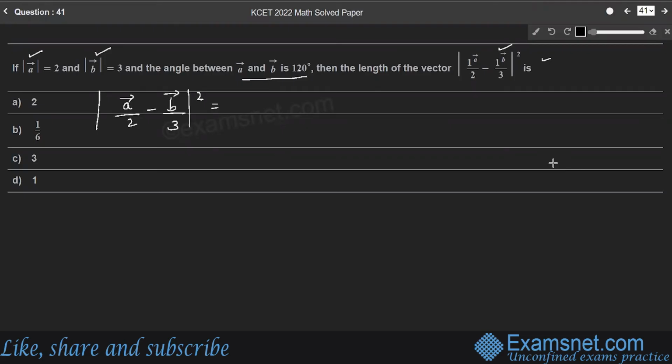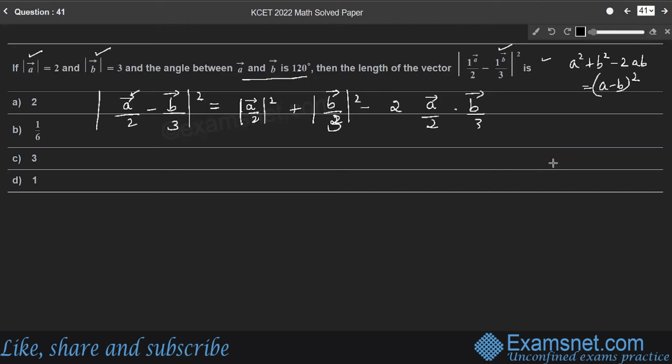Which is a square plus b square minus 2ab. 2ab is a minus b whole square, right? So by taking this identity, a square is mod of vector a by 2 whole square, plus mod of vector b by 3 whole square, minus 2 times the dot product of two vectors, vector a by 2 dot vector b by 3, right?